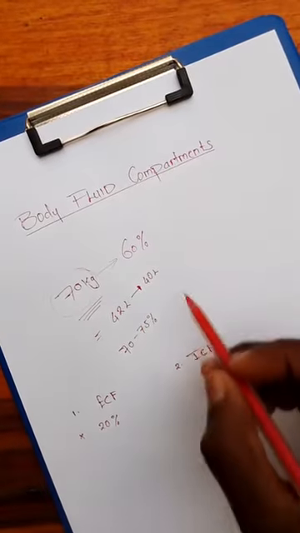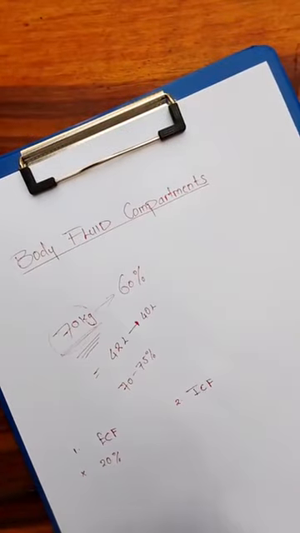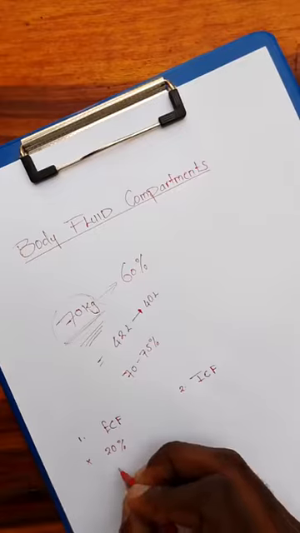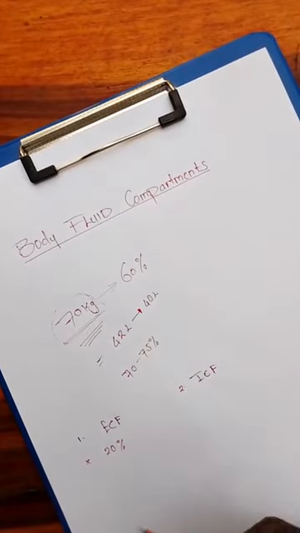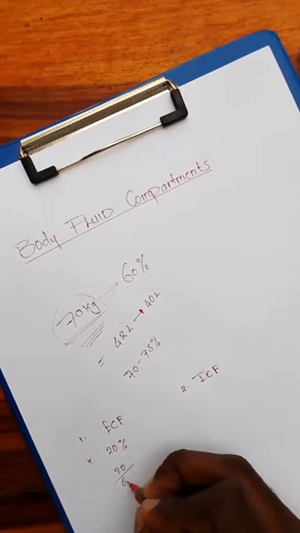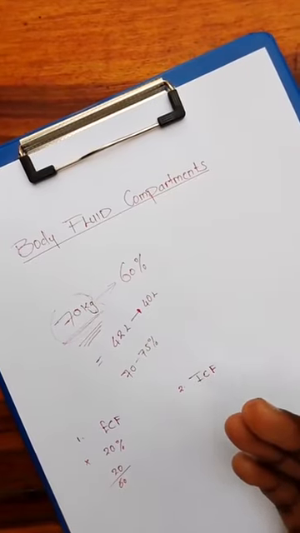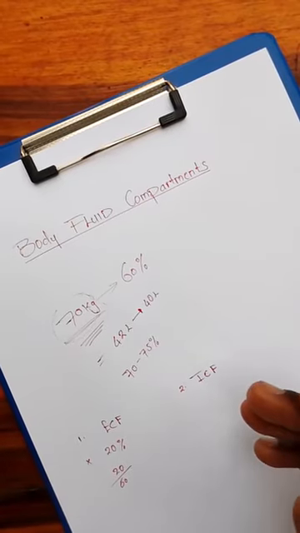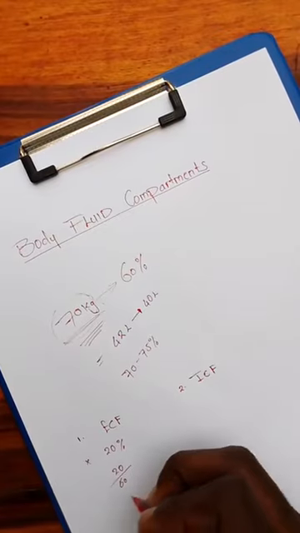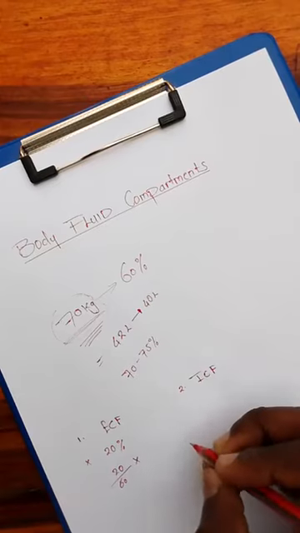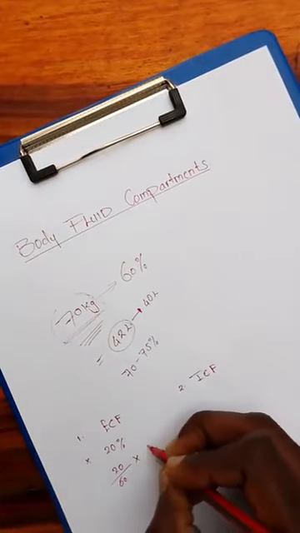Taking an average male weighing about 70 kg, if you want to know the amount of extracellular fluid, we say what is 20% of the total body water that we have. Remember, we are dealing with 60%, because total body water contributes about 60% of the total body weight. So we say 20 divided by 60 times the total that we are dealing with, that is 42 liters.